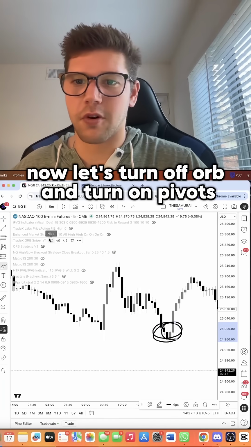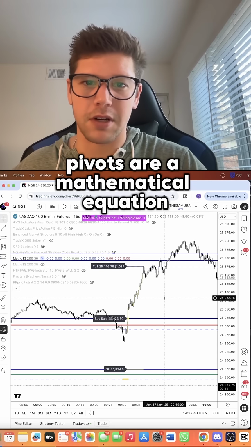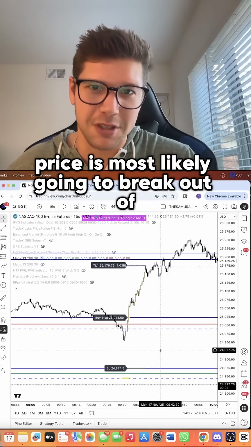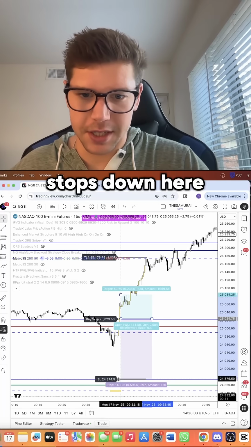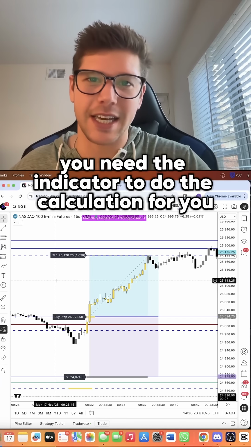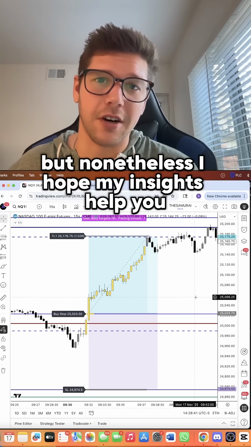Now let's turn off ORB and turn on pivots. Now if you don't understand what pivots are, a mathematical equation that basically measures the previous day volatility to understand which levels price is most likely going to break out of. As you saw me live trade today, we had this buy here, stops down here, take profit up here. Unfortunately, you can't draw this out manually. You need the indicator to do the calculation for you. We will be releasing this soon as well, but nonetheless, I hope my insights help you.